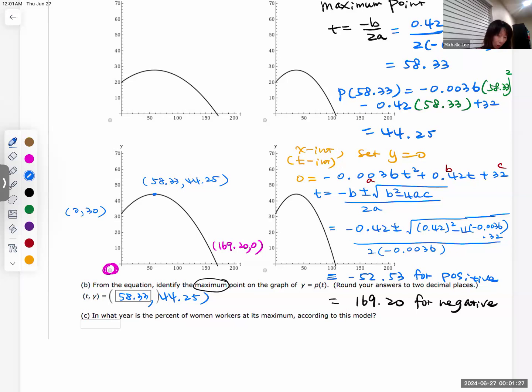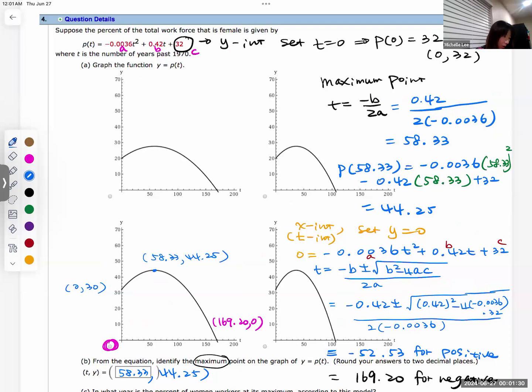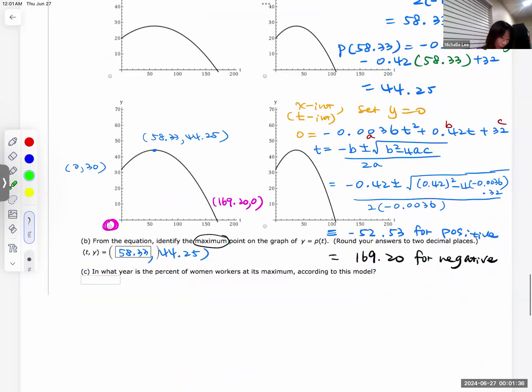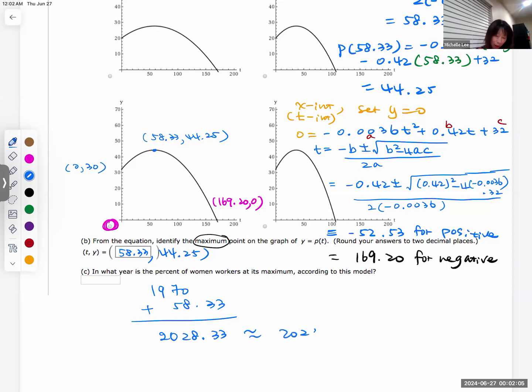So look, they say that where T is the number of years past 1970, so we have 58.33 as a T, as a maximum. So 1970 plus 58.33. Then we get 2028.33, so approximately 2028. Okay, let's move on. The last one, finally.